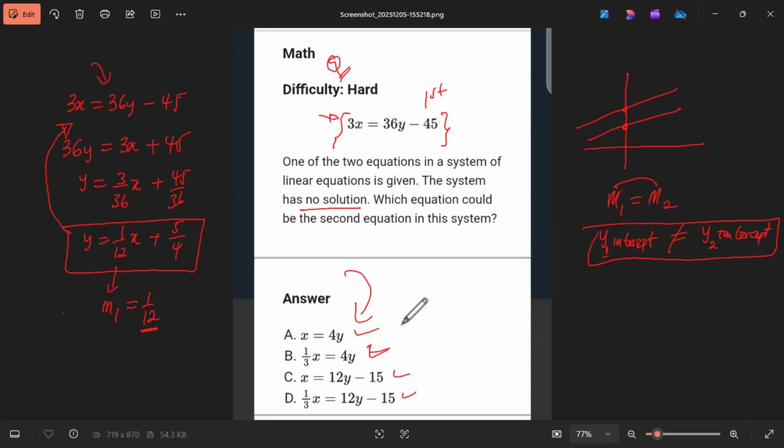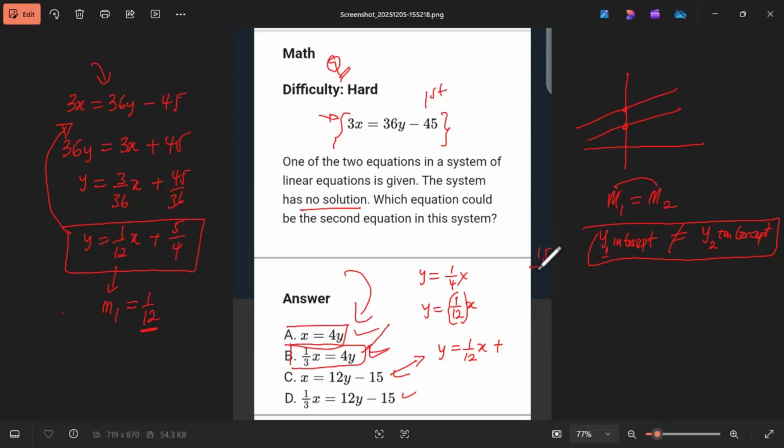This one, if you put it in y-intercept form, let's start with this one. In y-intercept form, it's going to be y equal to 1 over 4x. This is out of it. This one is going to be y equal to, if you multiply everybody by 1 over 4, y equal to 1 over 12x. This one is likely, because you can see the slope here is 1 over 12. Then this one, put it in y-intercept form. That would be y equal to 1 over 12x plus 15 over 12.